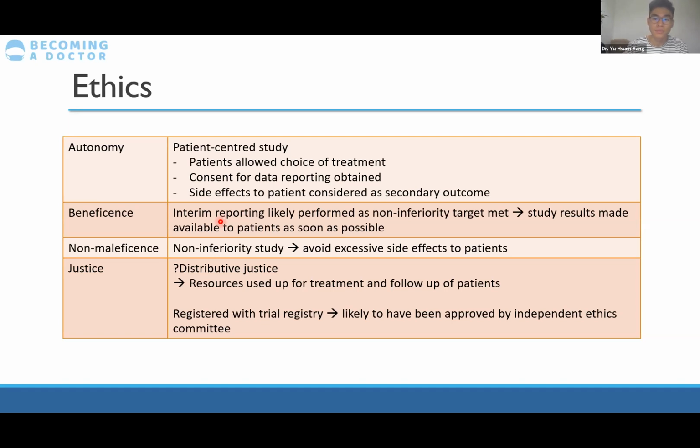Thanks. Yeah, I think that kind of makes sense. What is a non-inferiority target there? I'm just a little bit confused with that.